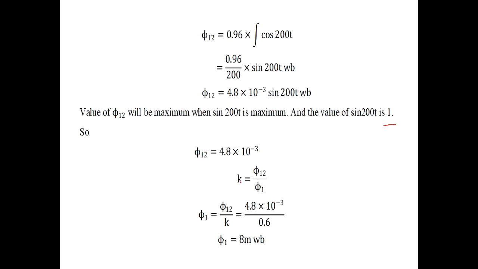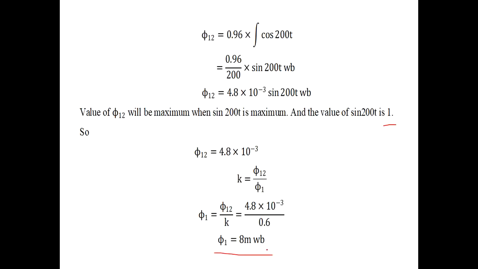And then, in terms of the coefficient of coupling K, we know the relation K is equal to φ12 divided by φ1. Here φ1 is equal to, just by cross multiplication, φ12 divided by K. We know the value of φ12 and we know the value of K. Directly we can write the value. We got the answer φ1 is equal to 8 milliweber.